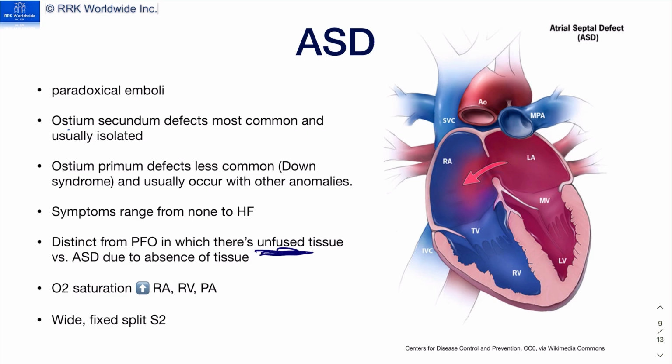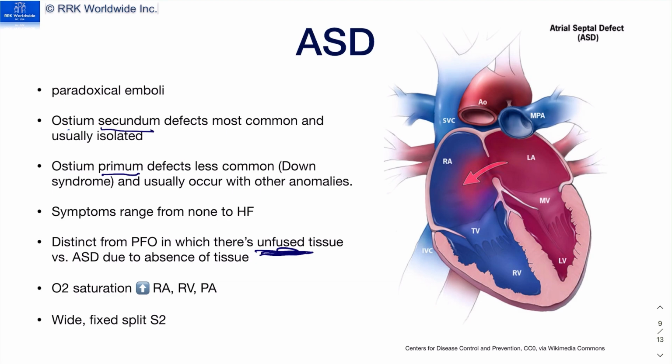In an ASD, however, the problem is not with fusion. The problem is that the tissues did not form well enough. Oh, so there's a problem with the septa formation in the first place. Exactly. And we could get tested on that, right? Yeah, true. So there are two types of ASD. There is an ostium secundum and an ostium primum.